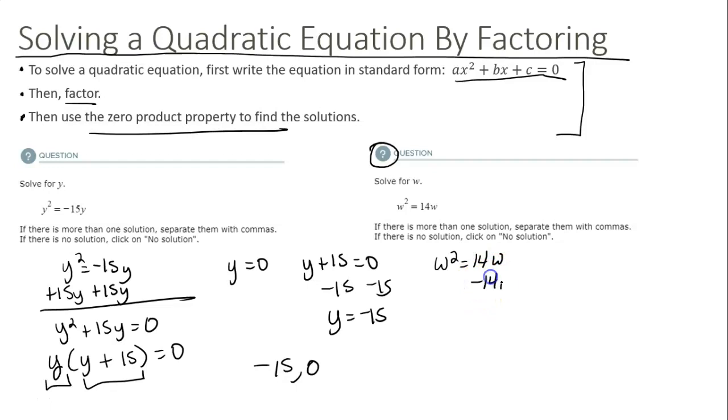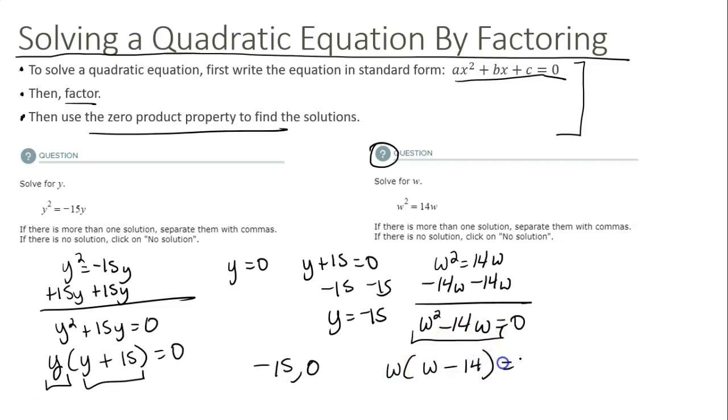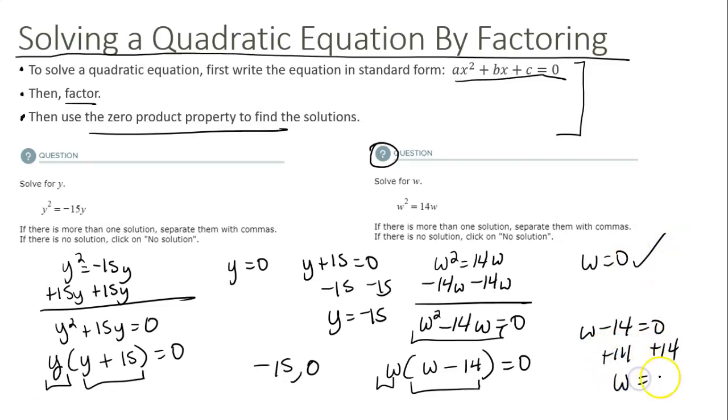You should have started by subtracting 14w from each side to make this equal to 0. It has to be equal to 0, otherwise we can't use the zero product property. Then you should have looked for a GCF. The GCF is w, so we're going to take a w out. That leaves us with w times w minus 14 equal to 0. Now I have my 2 factors. w could be equal to 0, and w minus 14 could be equal to 0. Well, this one's already pre-solved. This one I just need to add 14 to each side, and so w could be 14. So my 2 solutions are 0 and 14.